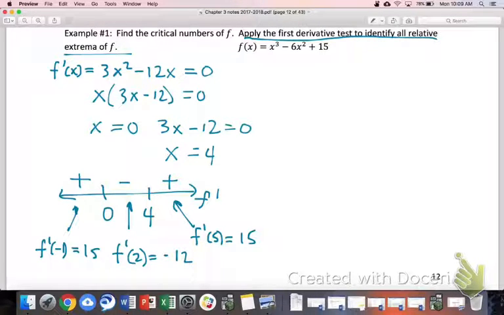Yes, sir. John. Is it required to switch from increasing to decreasing, or from decreasing to increasing, or can the intervals go from increasing to increasing?